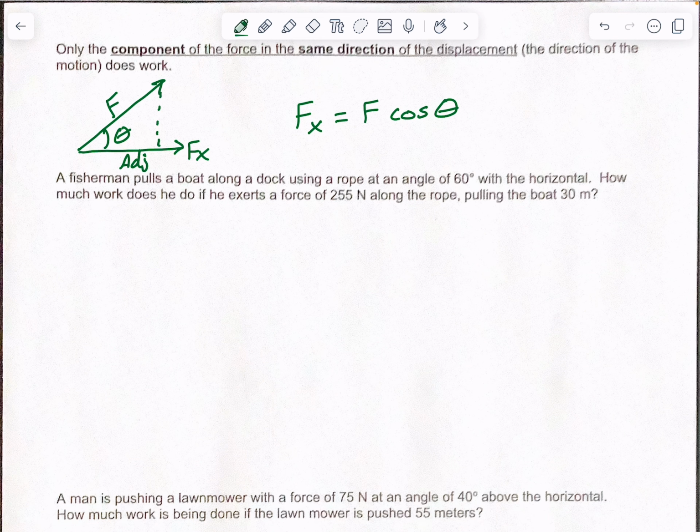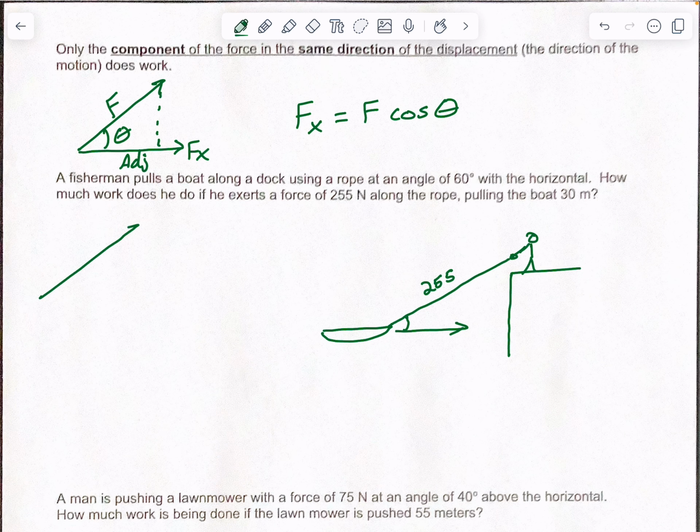So a fisherman pulls a boat along the dock with a rope. We're going to draw a dock right here. Our fisherman, we'll say Bob's back. He's got a rope, and he's trying to pull this boat towards the dock. He's going to pull it 30 meters, and he's got an angle of 60 degrees, so your angle would be right here. And he has a force of 255 newtons. He's trying to pull that thing towards the dock. Now, are we pulling the boat out of the water? No. So we're looking for how much of Bob's force is going in the horizontal direction, the way that the boat is going.